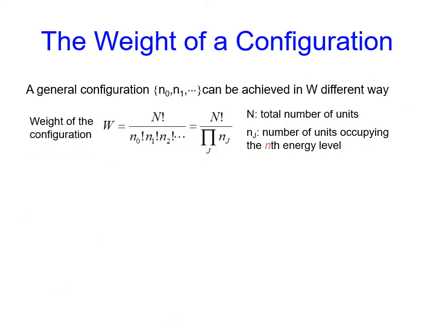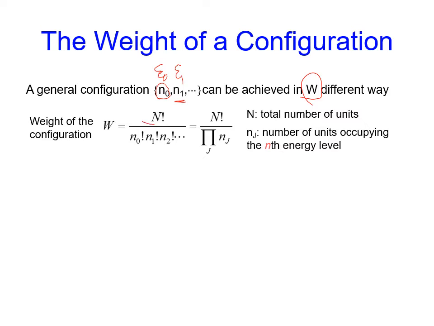There's a mathematical equation that allows us to calculate the weight of a configuration. Now for a general configuration, N0 is the number of molecules occupying energy level epsilon 0, N1 is the number of molecules occupying energy level epsilon 1, and N2 is the number of molecules occupying epsilon 2, and so on. For this configuration, the weight is calculated by this equation.